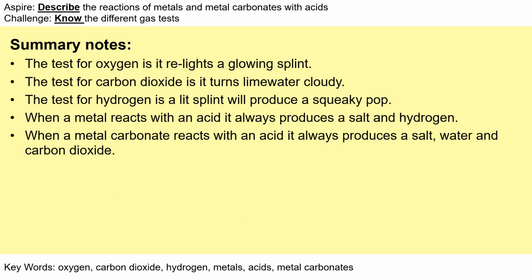So the summary notes for this lesson: the test for oxygen is that it relights a glowing splint. The test for carbon dioxide is that it turns lime water cloudy. The test for hydrogen is a lit splint, which will produce a squeaky pop. Next, when a metal reacts with an acid, it always produces a salt and hydrogen. And when metal carbonates react with an acid, they always produce a salt, water and carbon dioxide.